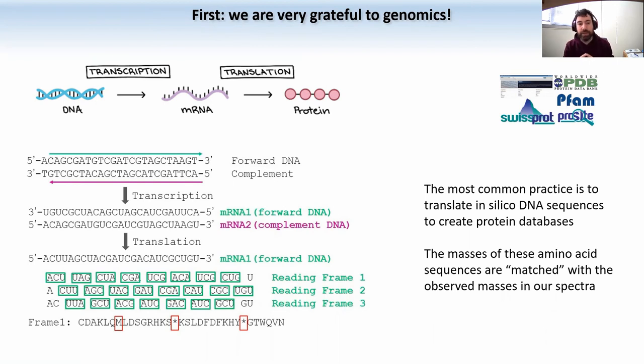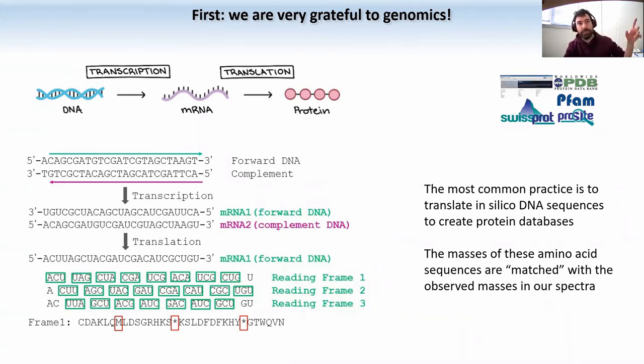First of all, we are very grateful to genomics, in the sense that the reason proteomics exists today is because we can predict what kind of protein sequences are present in our samples. So we have mapped DNA, and then DNA can be converted into RNA, can be converted in silico into a protein sequence. So we have today enormous databases of protein sequences of all kinds, from human and from a lot of other organisms, right?